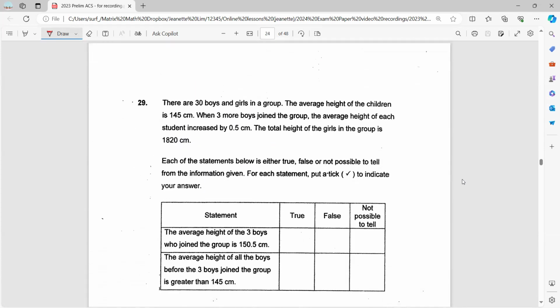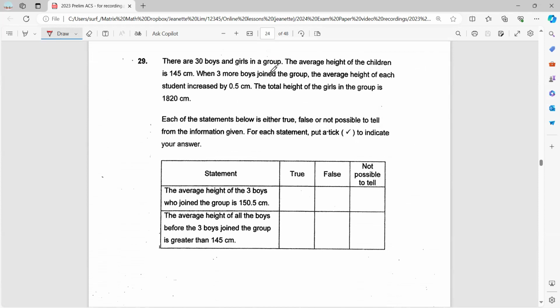Question 29. There are 30 boys and girls in a group. The average height of the children is 145 cm. When 3 more boys join the group, the average height increased by 0.5 cm. So the total height of the girls in the group is 1820 cm. We are supposed to determine if each statement is true, false, or not possible to tell.